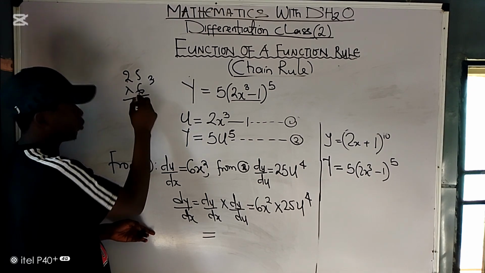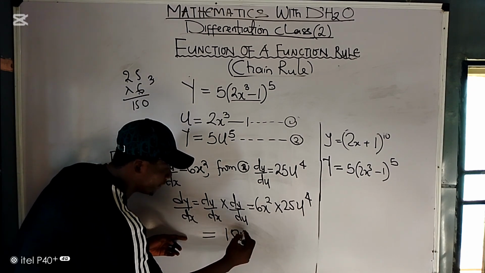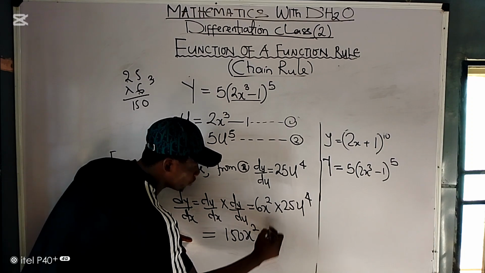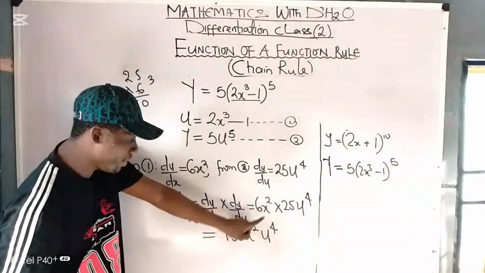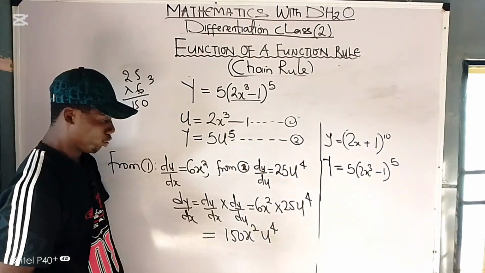12 plus this will give us 150. So you have 150x squared, then u raised to the power of 4. Do you get? 6 times 25 is 150. Then you have x squared. You have u to the power of 4. So what do we have now?